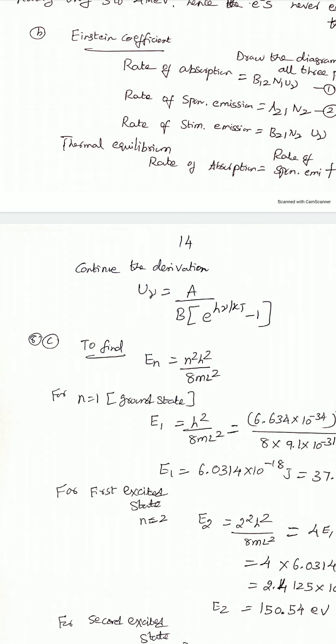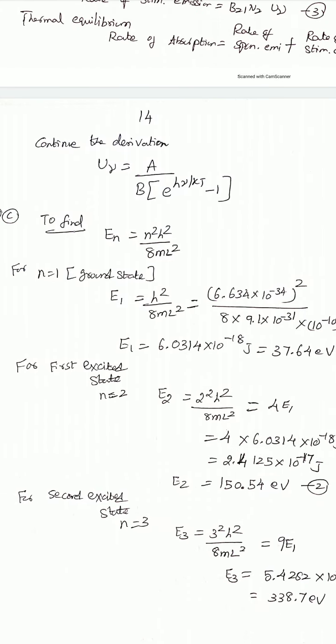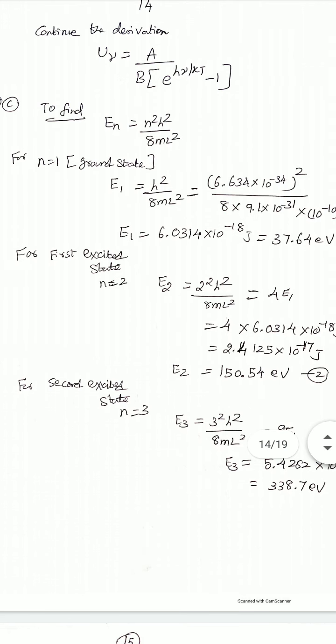First we have to find the energy value in the ground state. For the ground state n equals 1, so we are getting E1 as 37.64 electron volts. Then for the first excited state n equals 2, so E2 equals 4 multiplied by E1. We write the E1 equation here, then we get E2 as 150.54 electron volts. Then for E3 we are getting 338.7 electron volts.